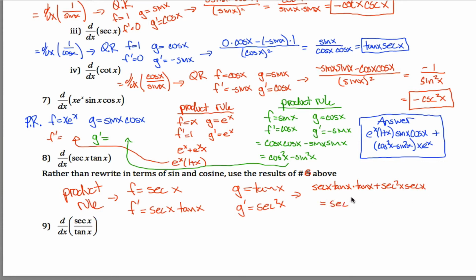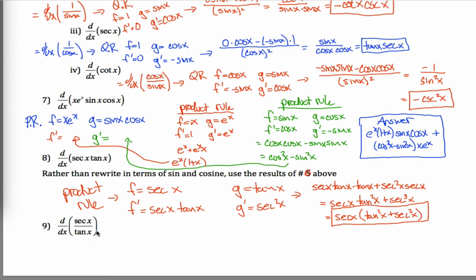You could say it's secant of x times tangent squared x plus secant cubed x. If you felt like it, you could say that this is secant of x times tangent squared of x plus secant squared of x. I'm sure you could rewrite that in lots of different ways. I'm not going to. I'm going to call that good and call this my answer. And move on to the last one.